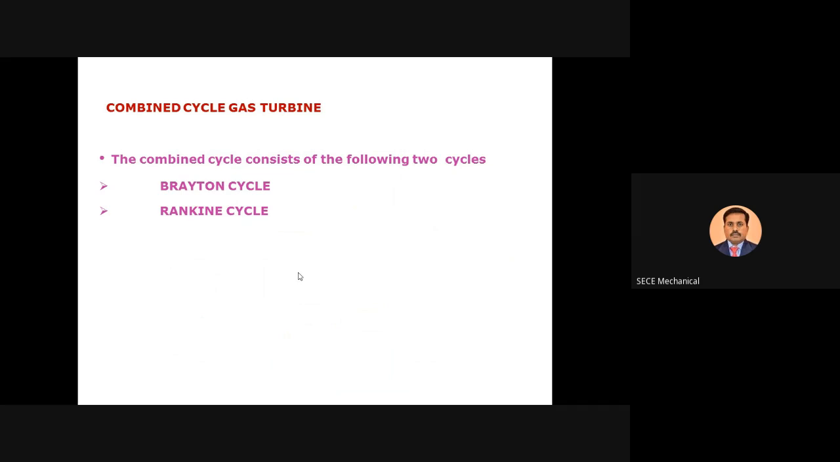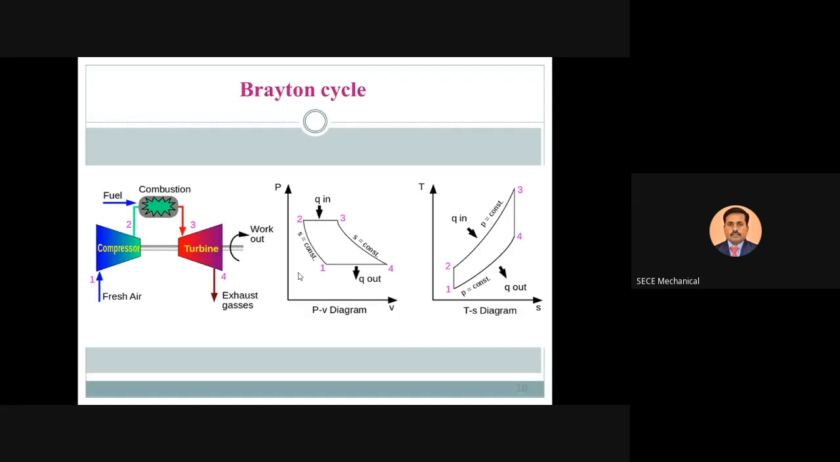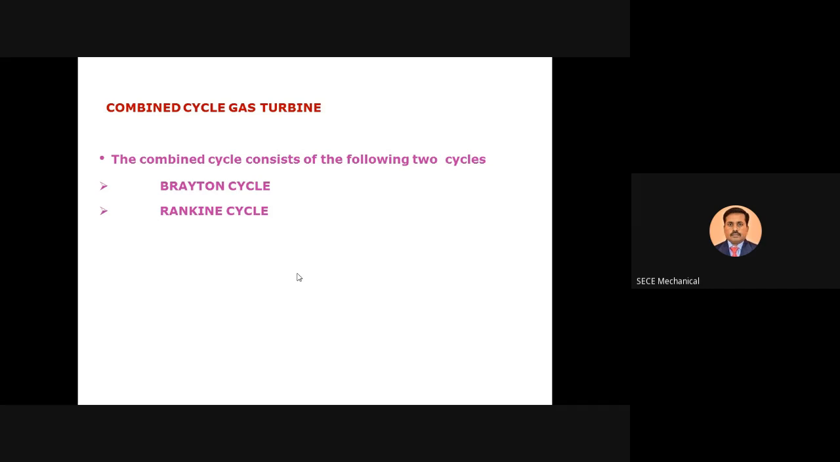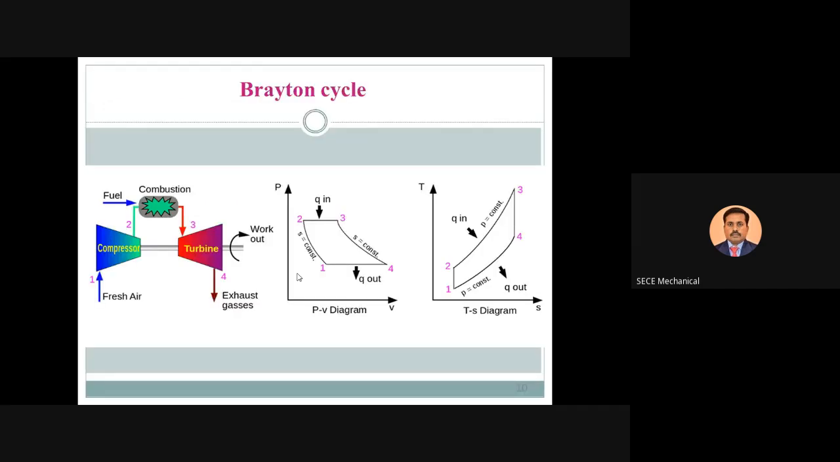The combined cycle power plant consists of two cycles. One is called the Brayton cycle, and the second is called the Rankine cycle. I already told you the Brayton cycle is used for the gas turbine and the Rankine cycle is used for the steam turbine. That is one of the applications. These two cycles are applied in two different power plants. In the last class itself I told how the Brayton cycle works. This is the Brayton cycle.